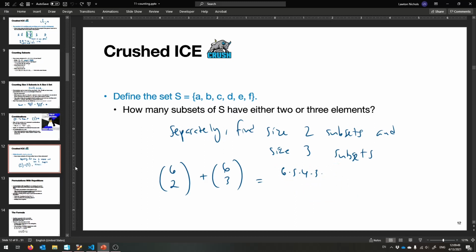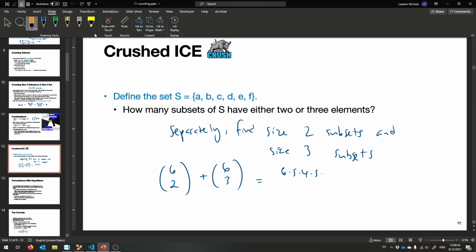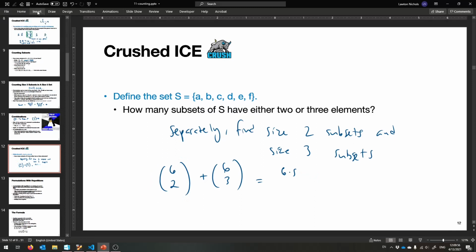So let me actually do this one first. Sorry. How many ways are there to permute 2 elements out of a size 6 set? 6 times 5, over 2 factorial, which is just 2 times 1. And then we add 6 choose 3, which is 6 times 5 times 4 over 3 factorial, 3 times 2 times 1. So that's the answer. I'll let you figure out how big it was, but that is the idea. It's just 6 choose 2 plus 6 choose 3. It's very easy to write once we know this kind of notation.